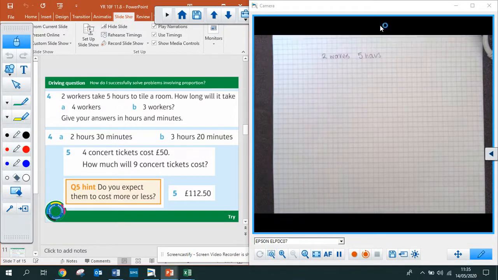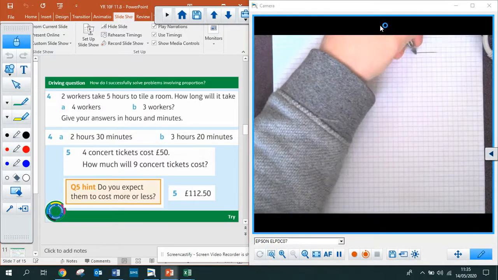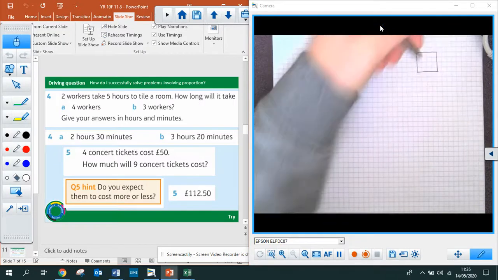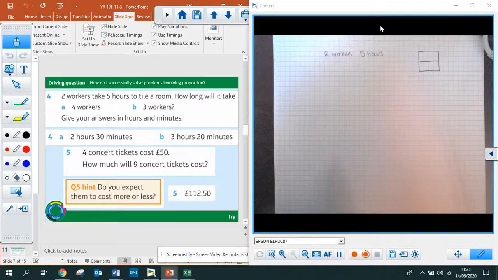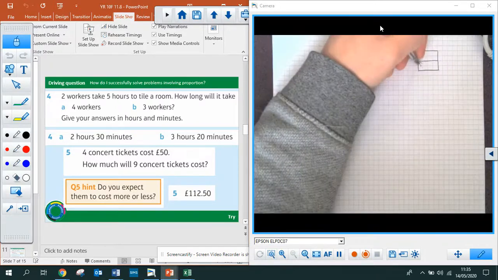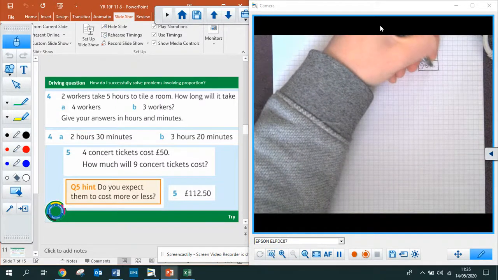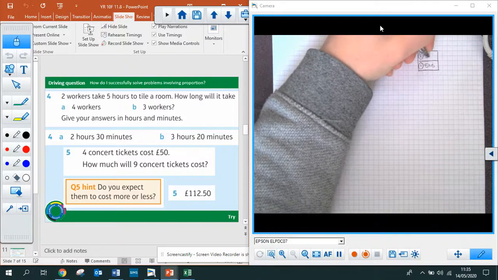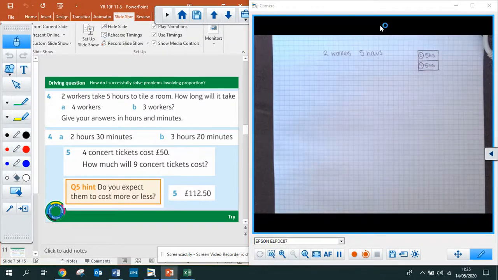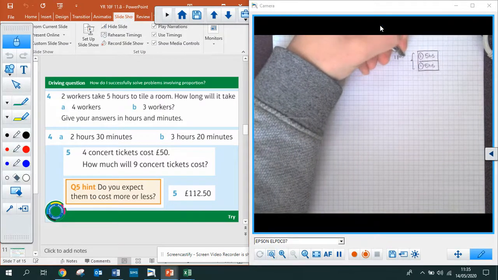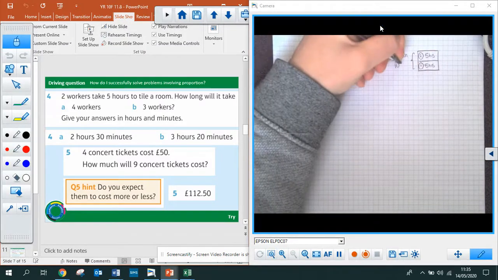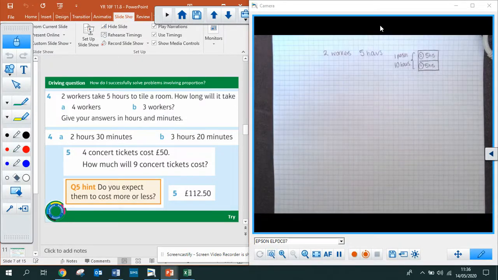If it helps you, again, I'm going to do the visual representation. This is my room. It takes 2 workers 5 hours. If they halve that, worker 1 will take 5 hours here. Worker 2 will take 5 hours here. Therefore, in total, for one person, it would take 10 hours.